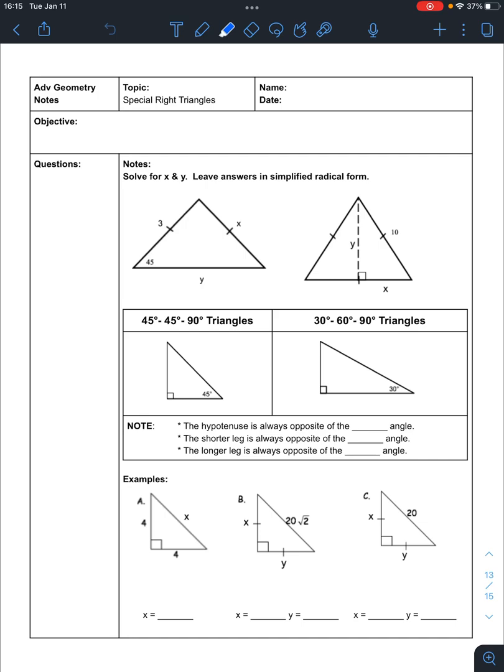And what we're going to find is that every single 45, 45, 90 triangle is similar to every other one. And every 30, 60, 90 triangle is similar to every 30, 60, 90 triangle. And so we're going to get our reference triangles, that second triangle that we need to be able to set these up.